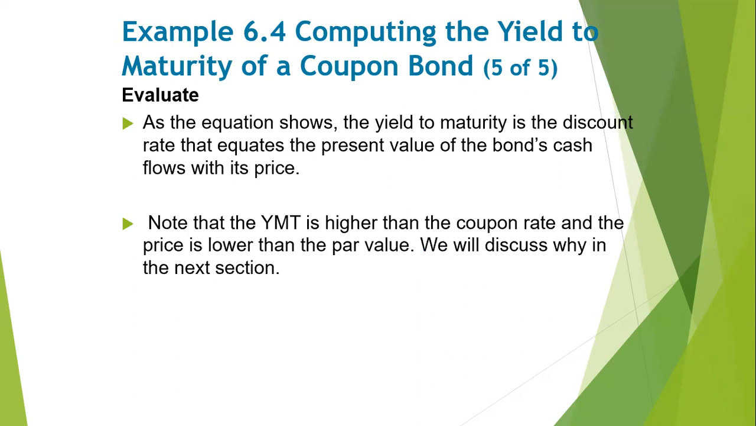Let's evaluate. As the equation shows, the yield to maturity is the discount rate that equates the present value of the bond's cash flows with its price. Note that the YTM is higher than the coupon rate and the price is lower than the par value. We will discuss why in the next section.